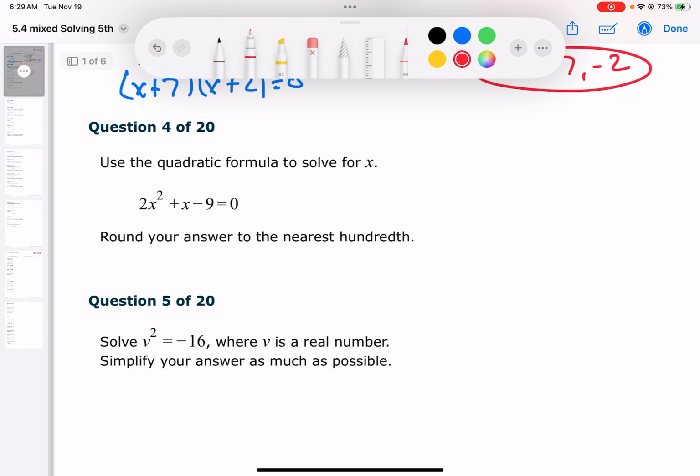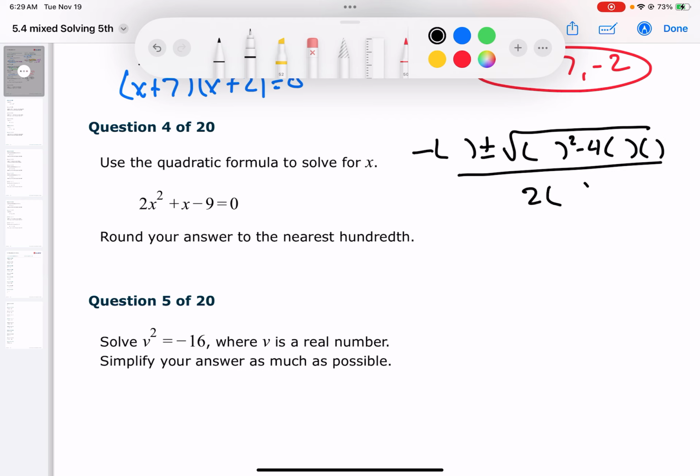Okay, so again, we're going to use the quadratic formula. It's already in standard form, so we have a, b, c. So I've got opposite b plus or minus the square root of b squared minus 4ac all over 2a, and fill in my a values, 2 and 2, my b values, so I got 1 and 1. Then lastly, my c value, which is -9.